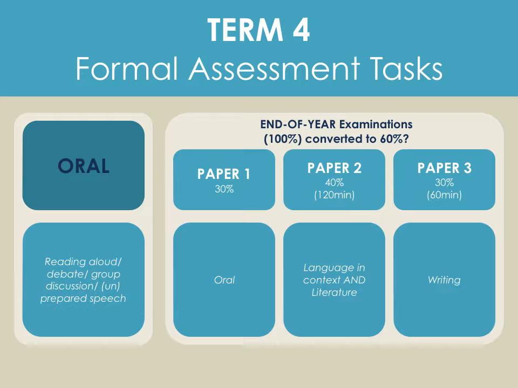So the learners do an oral, which is separate to the end-of-year exams, and this gets counted into their school-based assessment mark. And then you've got the end-of-year exam, which consists of 3 papers, paper 1, paper 2, and paper 3, which is the oral, the language and context and literature, and then the writing paper.